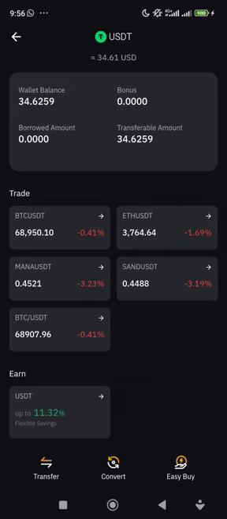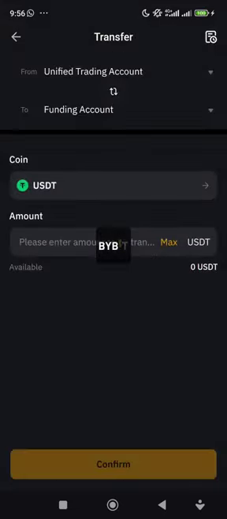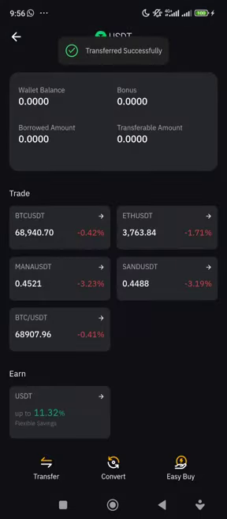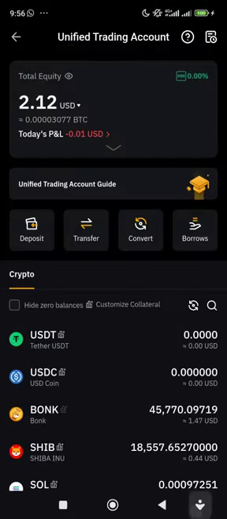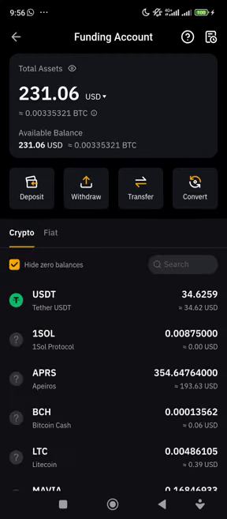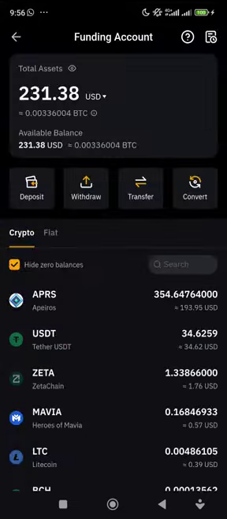Okay, using the P2P, you are going to click on transfer. First thing, I'm going to move it from Unified account to funding account, if it's not already in funding account. Now you are going to click on max and click on confirm. So after you have already confirmed this, now go back to your Unified account. Let us go to Unified account, funding account. As you can see right now, here is the money in our funding account. Okay, now let us go back.